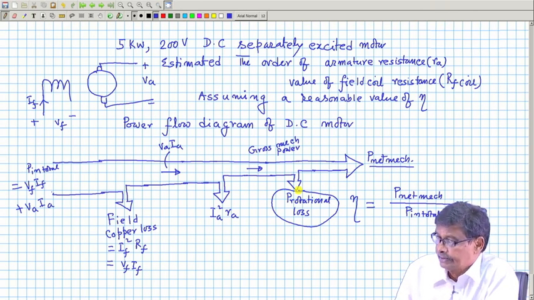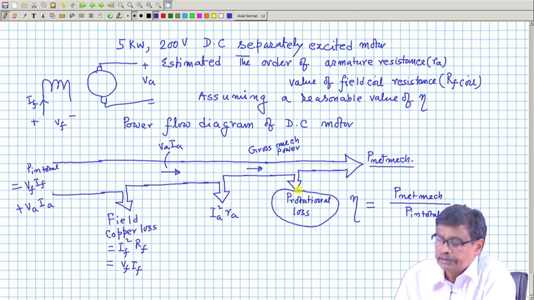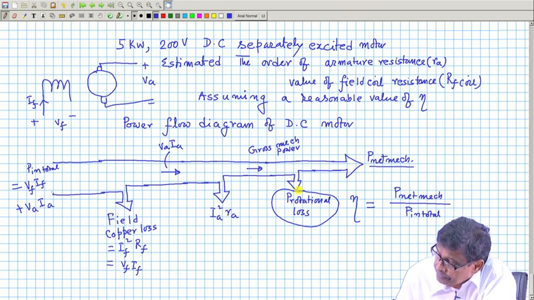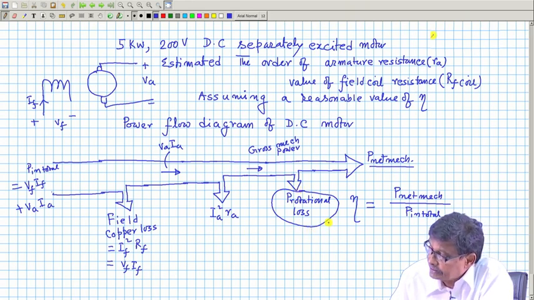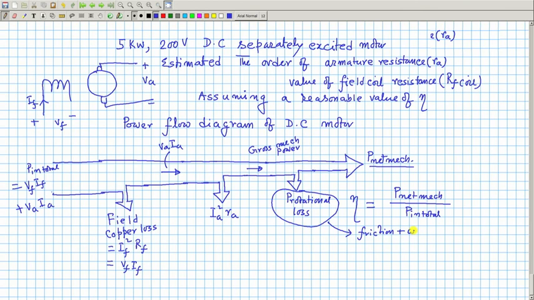What happens is this: when a DC machine is rotating, there will be friction and windage loss. Rotational loss comprises friction plus windage, since it is running against air, and there will be mechanical friction on the shaft and bearing, plus the eddy current loss in the armature.